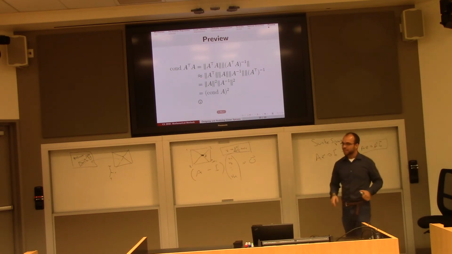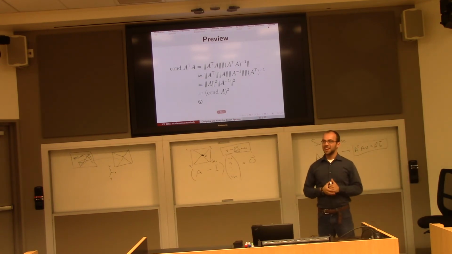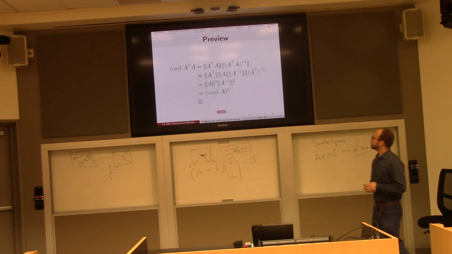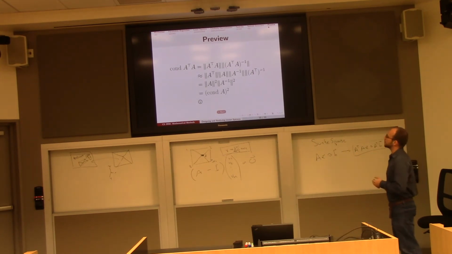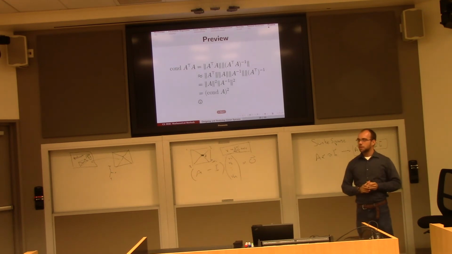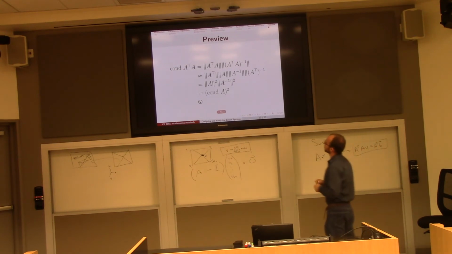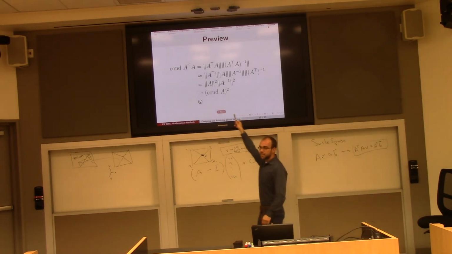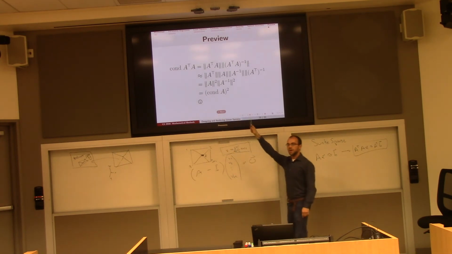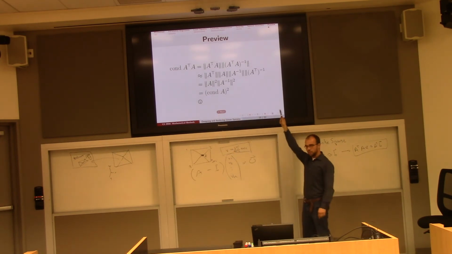Cool. But there's a problem. Remember, we talked about the condition number. None of this stuff has been a mistake so far. We discussed the condition number of a matrix, and one reasonable question to ask is, what is the conditioning of A transpose A relative to just A? We can actually just do this calculation. We know the condition number of A transpose A is the norm of A transpose A times the norm of the inverse of A transpose A.